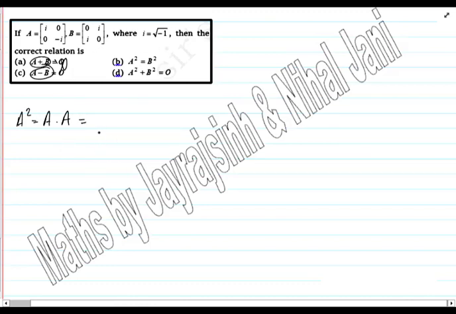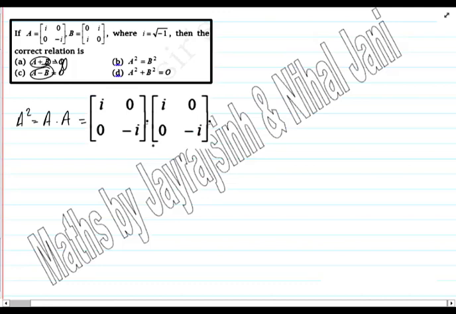So let's find out A square by multiplying A with itself, and then we will move on to the B square, right? Here we have our A and A, both have order 2 cross 2, so they satisfy the condition, and our answer will be of order 2 cross 2, right? That means we will have 2 rows and 2 columns, right? So let's start to multiply. The first element is in the first row and first column, so let's select the first row and first column and multiply corresponding terms. i into i will give us i square, and 0 into 0 will give us plus 0.